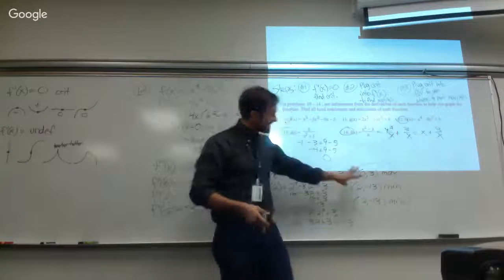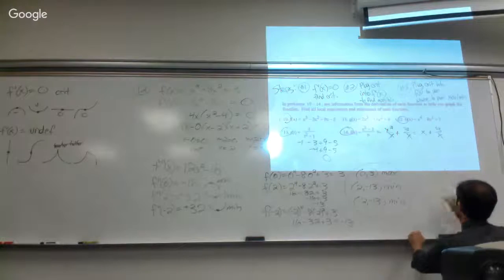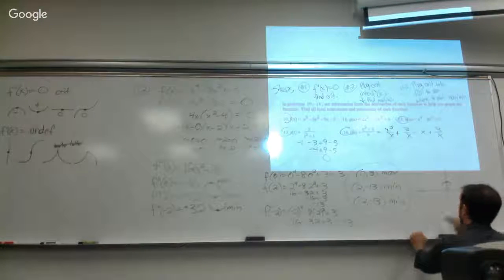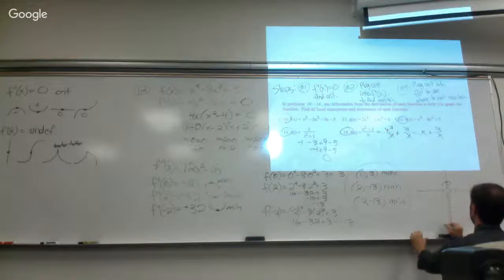And using this information alone, we will do our curve sketching, where we draw a graph and we say, well, at 0, 3, that's a maximum. And then at 2, negative 13, that's a minimum. And at negative 2, 13, that's a minimum.